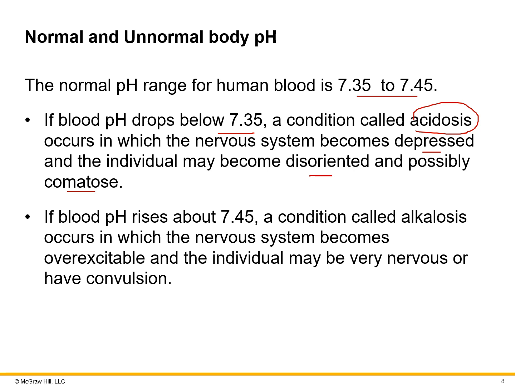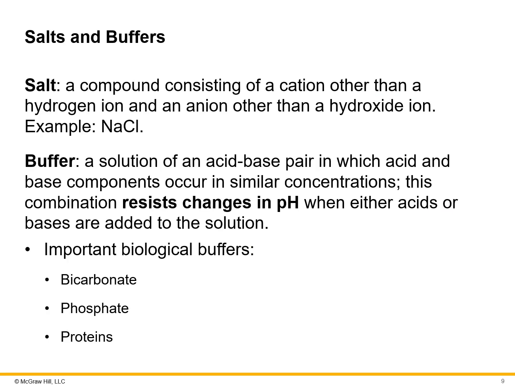So acidosis is below. If it goes above 7.45, we call that alkalosis. In this case, our nervous system still gets altered, but we get overexcited, become very nervous, and can actually have a seizure or a convulsion. So things start slowing down when it drops below 7.35, and speeding up above 7.45. Because that range is so small, we need a way of preventing changes to that pH. And that's where buffers come into play.